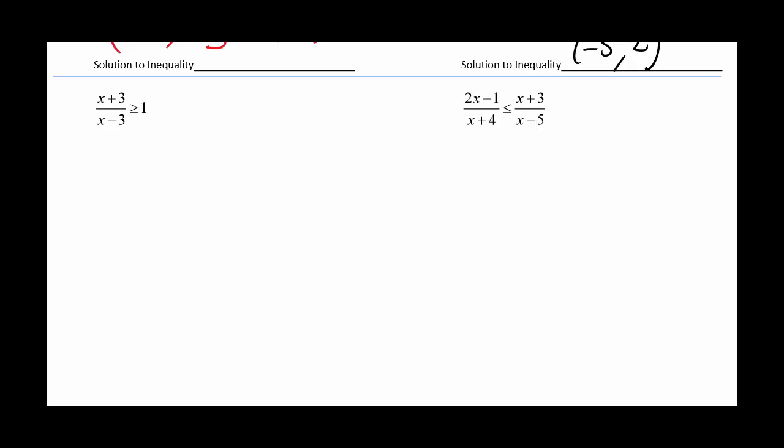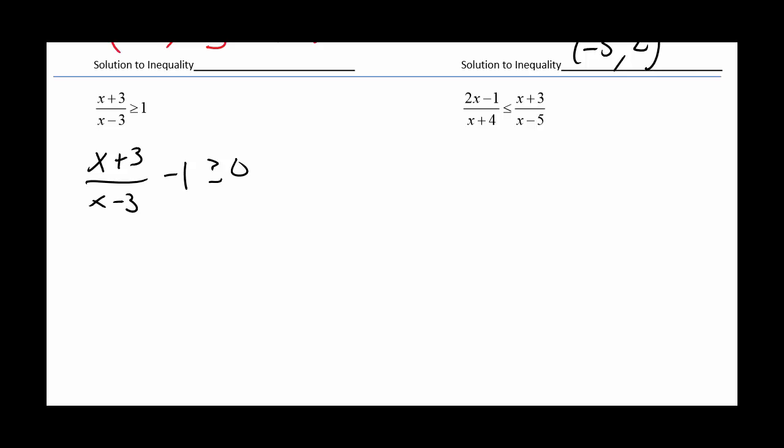All right, so we're going to look at a little more complicated case. What happens if it's not just a basic fraction on one side and I have to move a number over? Let's do that. So let's take (x plus 3)/(x minus 3), and if I bring the 1 over, it becomes a -1 greater than or equal to 0.